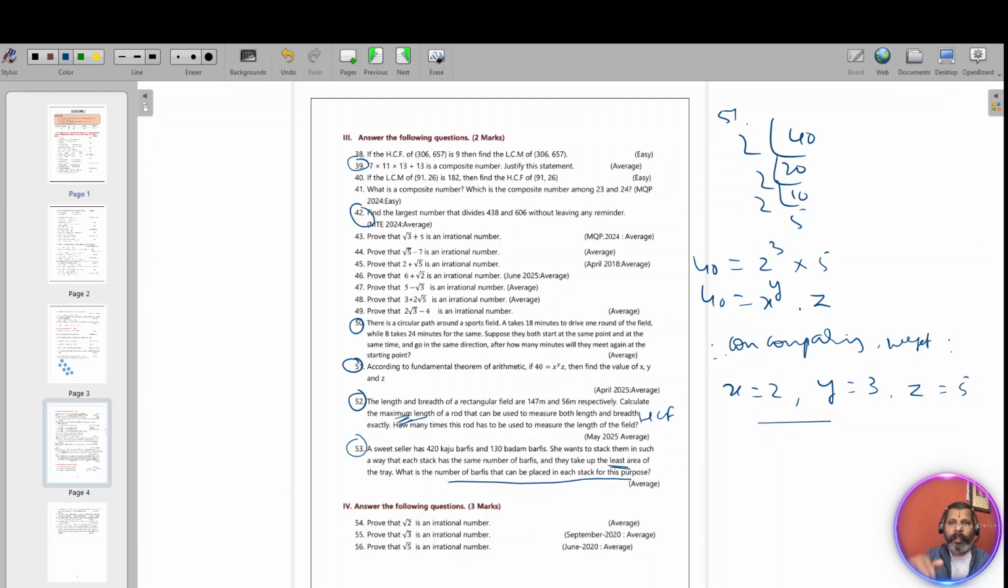That is wrong. In other words, you have to find the maximum number of burfis that can be placed in the tray so that we use the least area of the tray, right? When you put maximum burfis in a tray, least area will be used. So you have to find the HCF here. Please remember, HCF of what? 420 and 130. That is the answer. Okay, I'm just giving a clue. I'm not solving completely here. I'm just giving you a forethought so that you can attempt it yourself and understand what needs to be found in word problems. Okay, thank you.